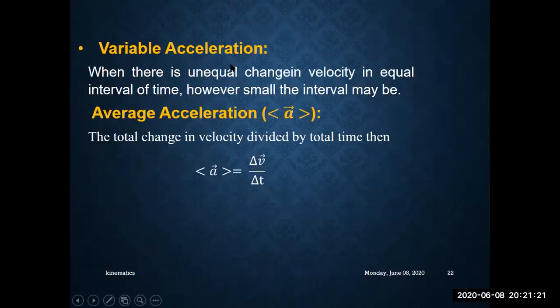And what's variable acceleration? When there is unequal change in velocity. If the velocity is not changing in equal intervals of time, then that type of acceleration is called variable acceleration. Then how will you calculate average acceleration? The total change in velocity divided by total time. This is the total change in velocity, this is the total time. This is the sign to calculate the average acceleration. You will be given the total change in velocity, then you will find out the total time taken to change the velocity and you will divide it.